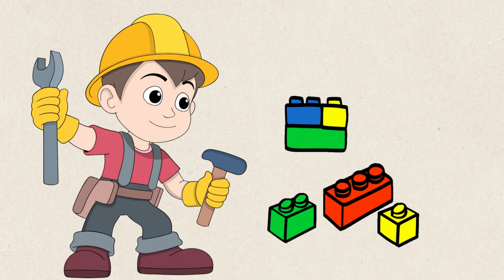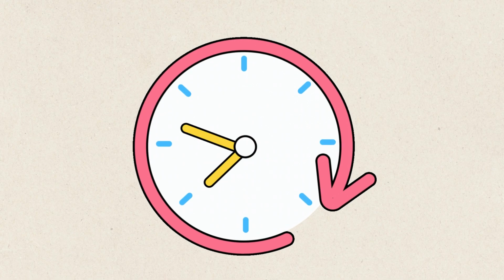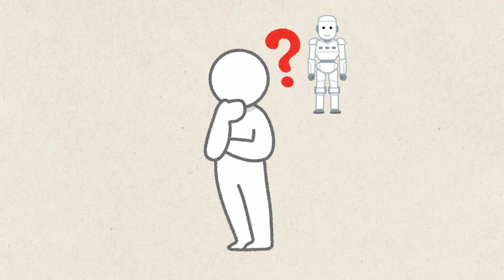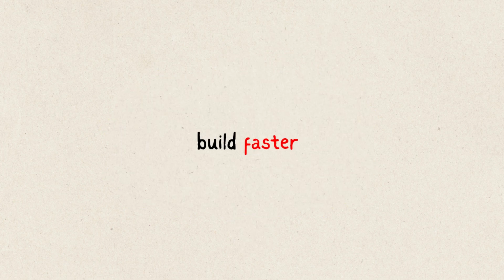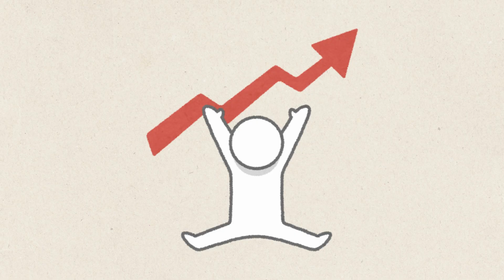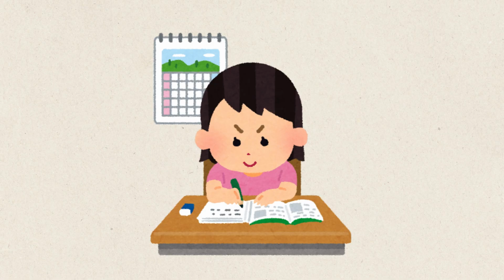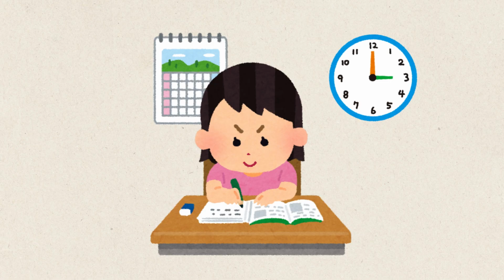Imagine you're building a huge Lego castle. It would take a long time if you had to do everything by yourself. But what if you had a friendly robot that could hand you the right Lego pieces, suggest new ideas, and help you build faster? That's exactly what AI does. It doesn't replace you or your creativity. Instead, it helps you save time so you can focus on creating amazing content.